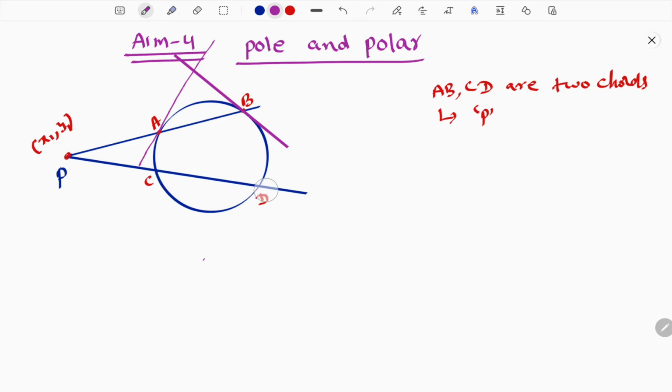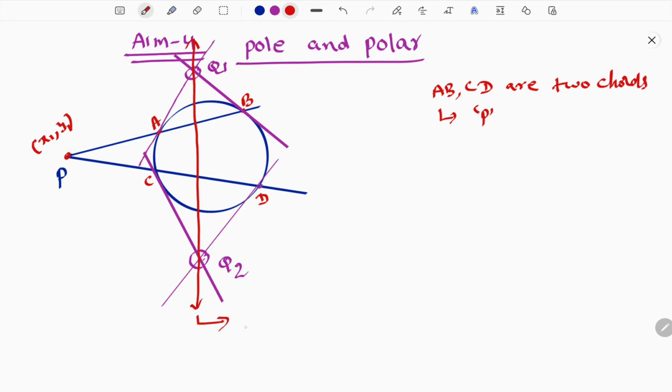Now here CD is another chord. For that point C and for that point D, you can draw a pair of tangents. Now this point can be taken as Q1 and this point can be taken as Q2. Now we can join Q1 and Q2.